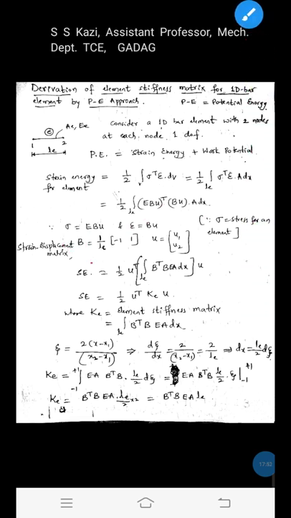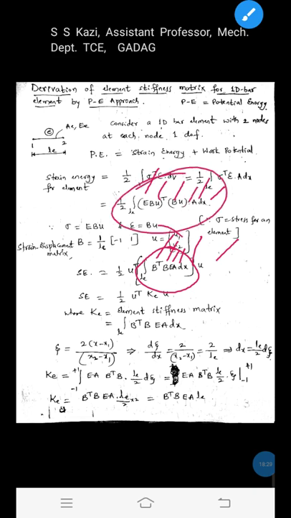Now strain energy can be written as half. I will put U transpose outside, because if you substitute EBU for stress and BU for strain, then inside the integration I will use B transpose, next B into E into A and dx. This is the integration of these terms, and outside I will write the U term. Like this you can rearrange the strain energy equation.